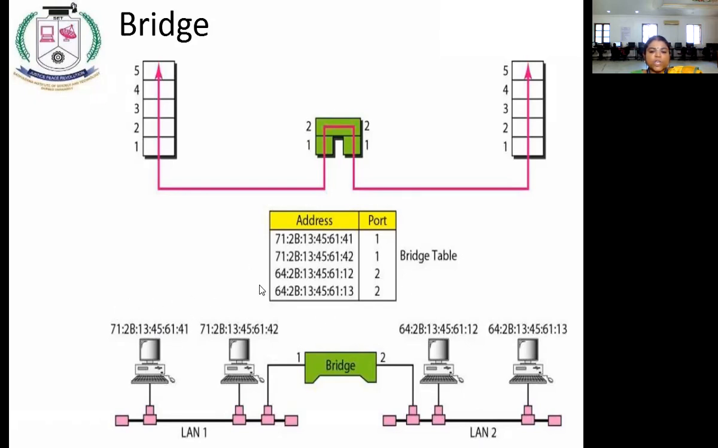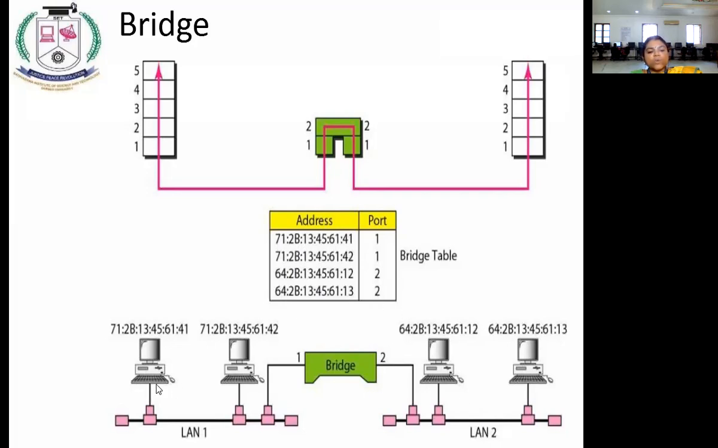So this is the bridge table. The bridge table will have two fields. One is the address field, which corresponds to the MAC address of each and every device present in the network. And the port: as I told you, the bridge is a two-port device. So to which port these devices are connected, that is port 1. So I can see here 41 is for this device, 42 also belongs to LAN 1, whereas 12 and 13 belong to LAN 2.